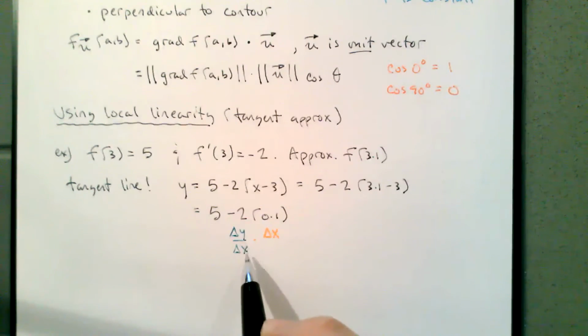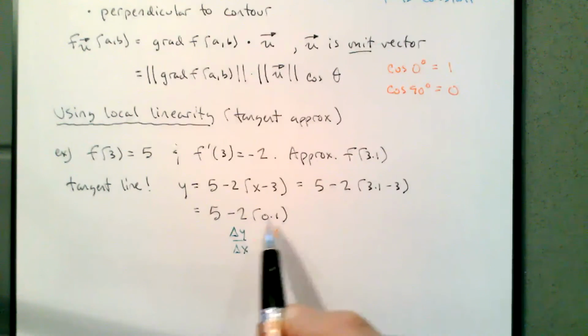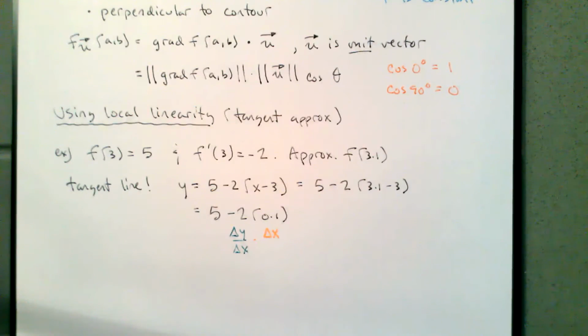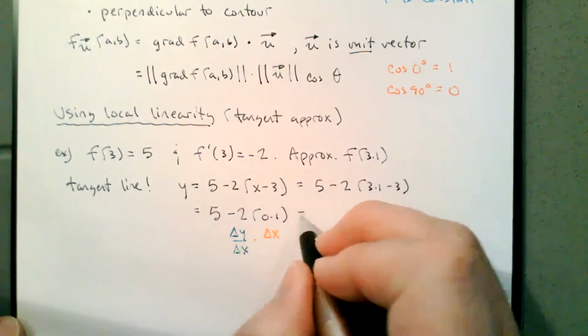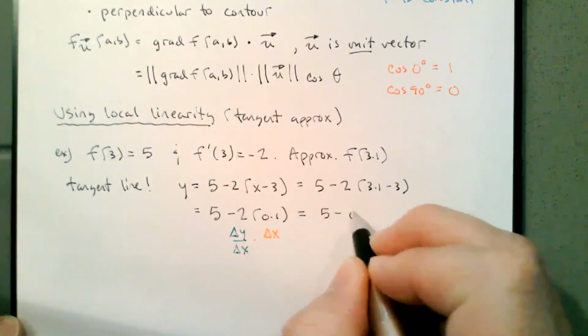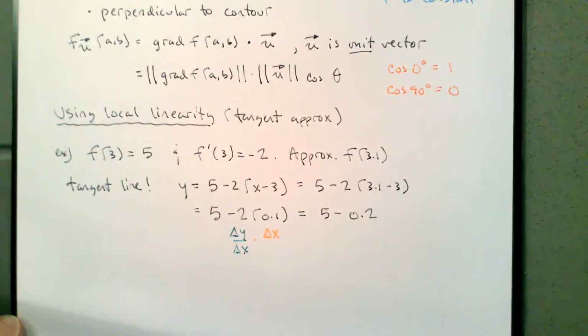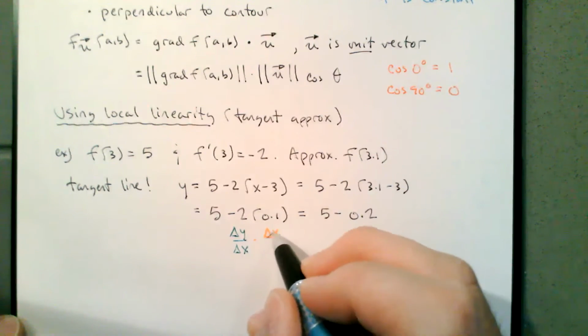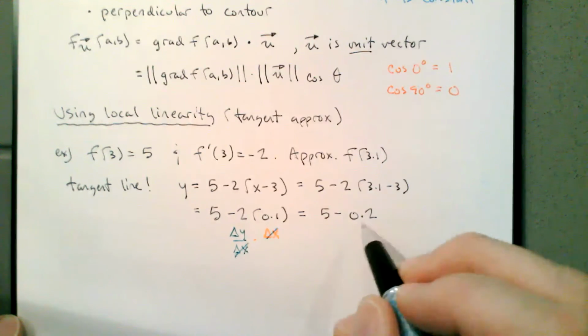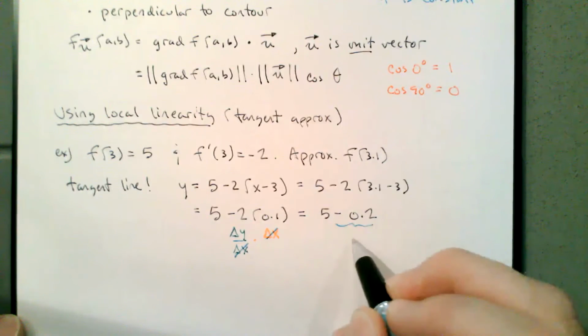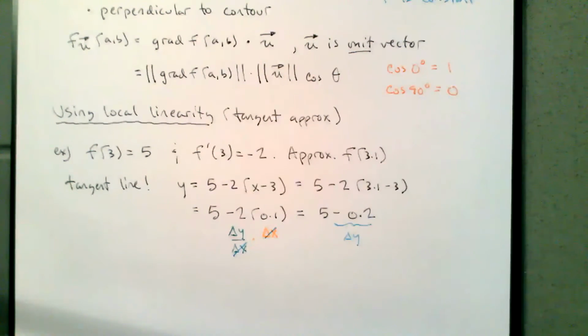So when I multiply f prime times the delta x, I get the change in y. So the delta x cancels out, and the minus 0.2 is my delta y. So we started off at 5 when x is 3, and it dropped by approximately 0.2 when x moves to 3.1. This is just using local linearity.